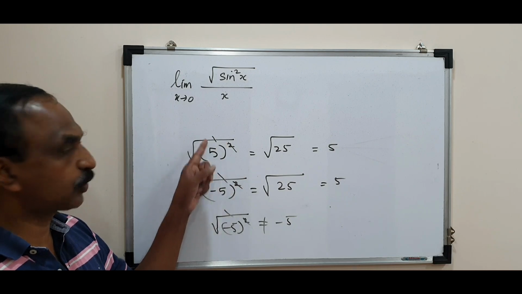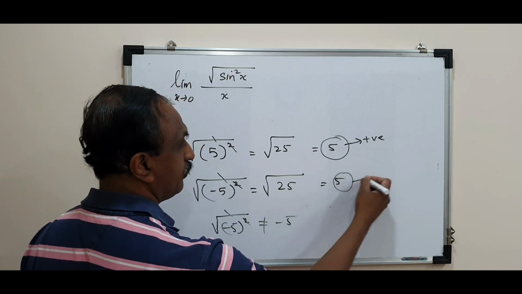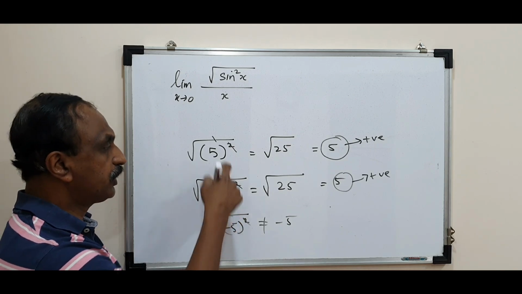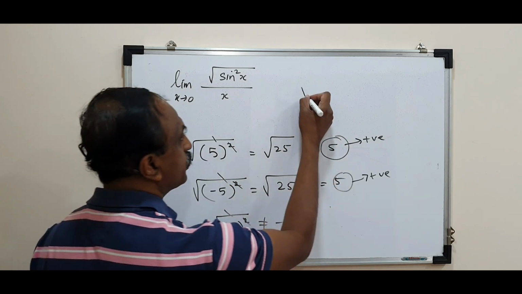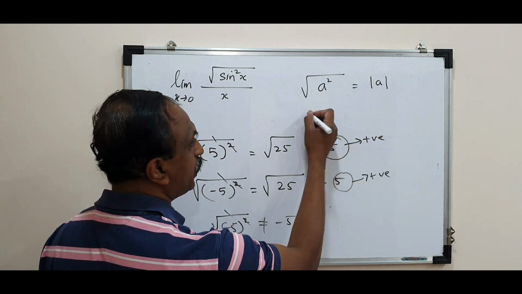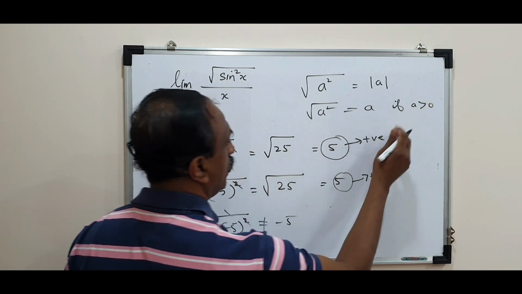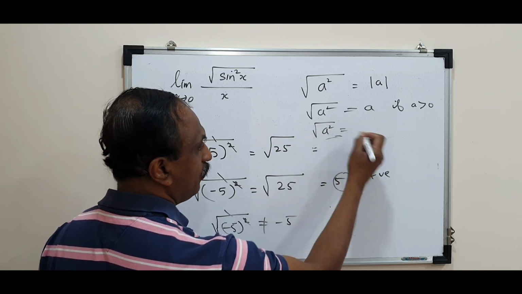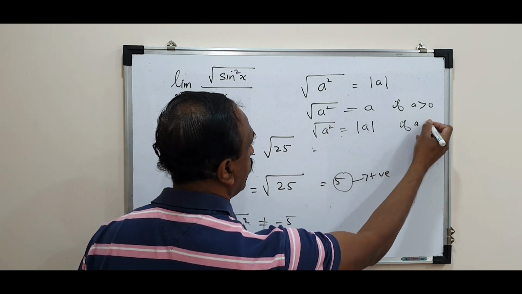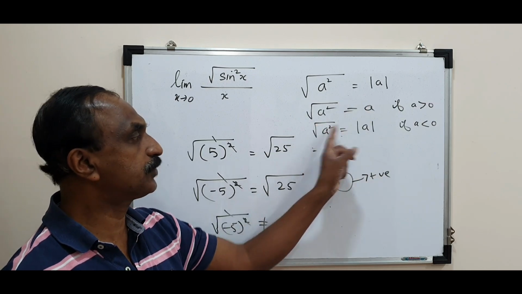Whenever a square and square root arise, the answer that you are going to get is always positive. Whatever value you have inside the square, positive or negative, you will always get a positive number. So root of a square is modulus of a. Do not write root of a square is equal to a. This is true only if a is positive. If a is negative, root of a square will be modulus of a. So root of a square is always positive.